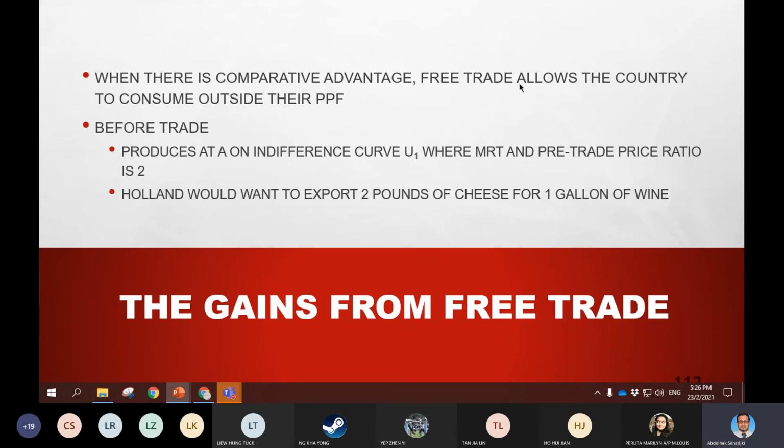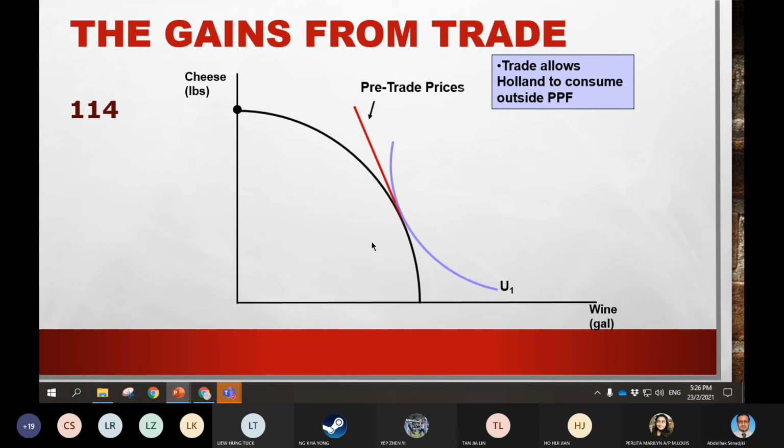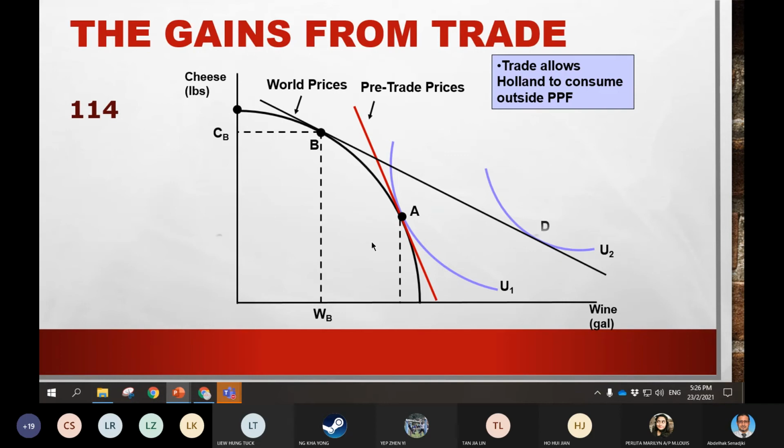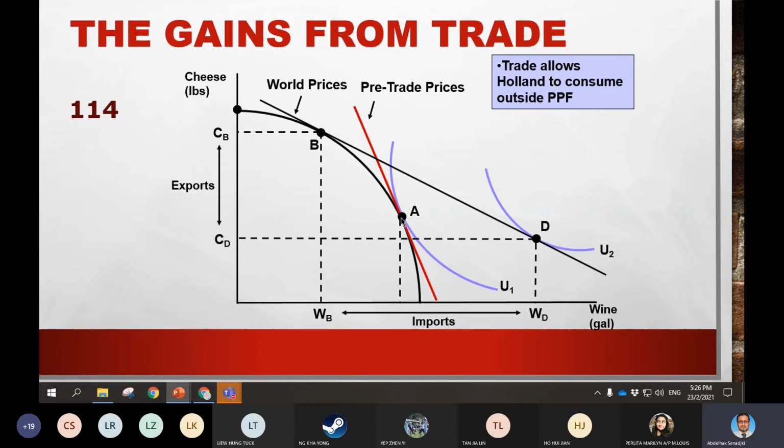So when there is a comparative advantage, free trade allows the country to consume outside its PPF. That means if this is the PPF, when we have trade, those countries can consume beyond the PPF. Not produce, consume. Okay? So before trade, producers are at, let's say, A, on the indifference curve U1, where the marginal rate of transformation equals the marginal rate of substitution. This is pre-trade.